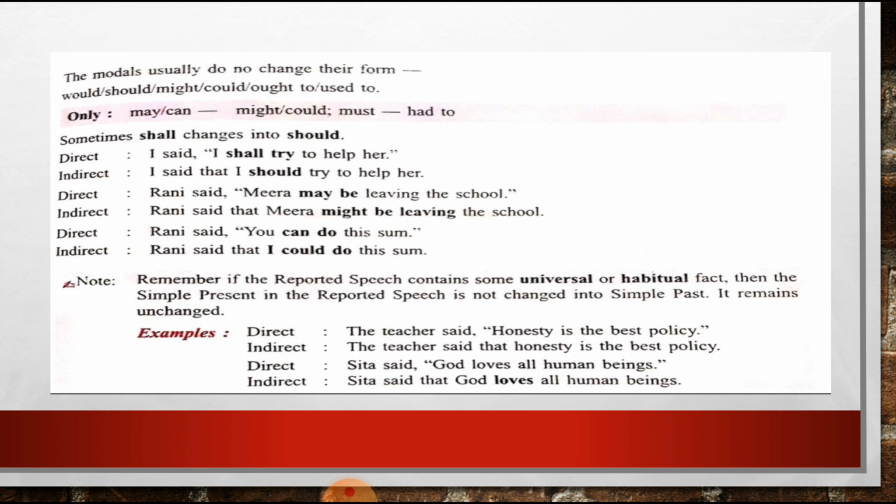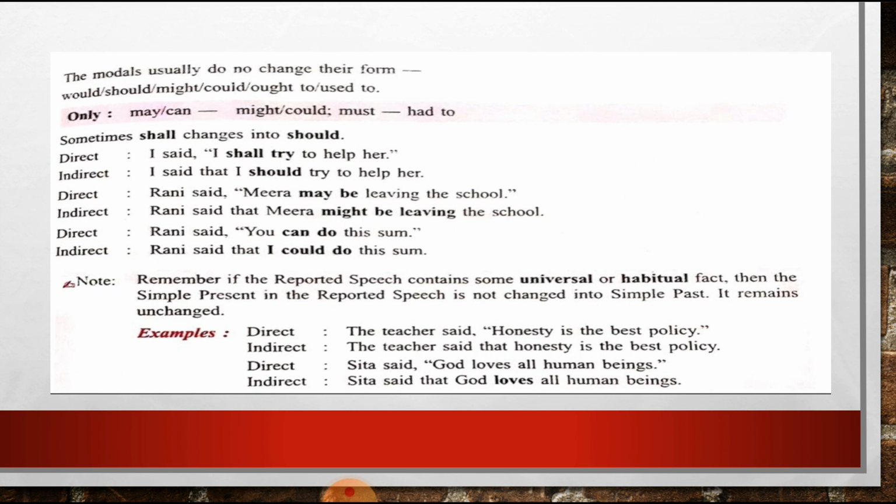You have to remember, if the reported speech contains a universal or habitual fact, then the simple present in the reported speech is not changed. It will not change into simple past. It remains unchanged. Let us see examples so it will be clearer. The teacher said, "Honesty is the best policy." This is a universal fact sentence. The teacher said that honesty is the best policy. So there is no change here.